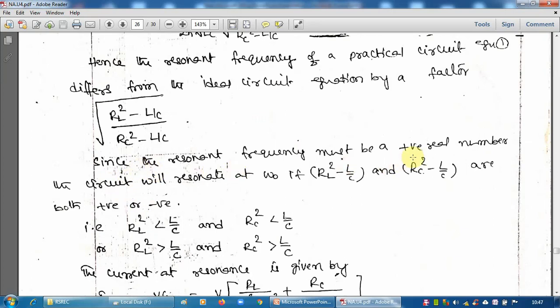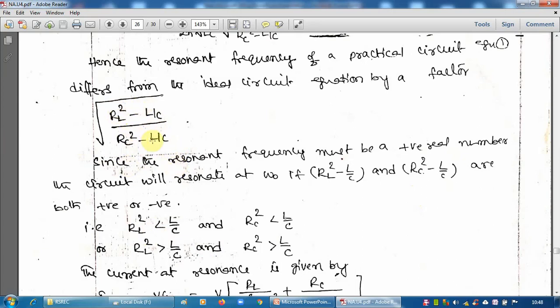The resonant frequency must be a positive real number. It cannot be a complex number or a negative value. Frequency should always be a real positive value, as is known to us. If that should be the case, then we can observe this condition from this factor: either both the numerator and denominator should be negative or both should be positive, but not one negative and one positive.